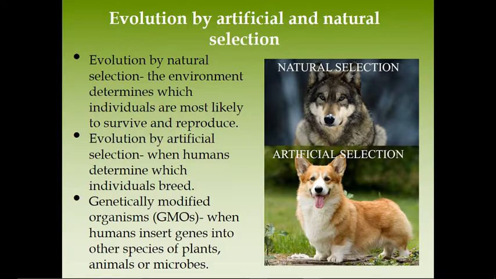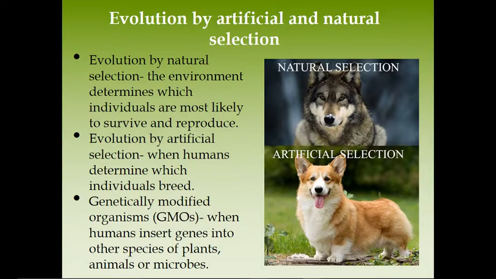GMOs, or genetically modified organisms, are a product of evolution by artificial selection when humans insert genes into other species of plants, animals, or microbes to get the results they want. GMOs can increase productivity, crop yield, or maybe other things that can benefit humans.